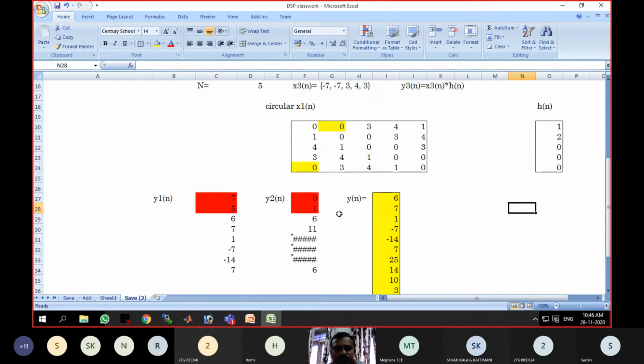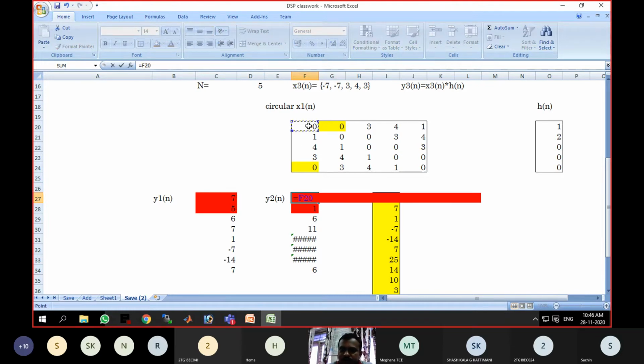So we need to perform the calculation. What is this? So it is multiplied. So perform the matrix multiplication. The first element is multiplied with the first element of h of n. So this one is equal to this one multiplied with this one plus the next element multiplied with the next element. So we need to have only 2 calculations. No need of performing all remaining 3 zero multiplications. So here is the answer.